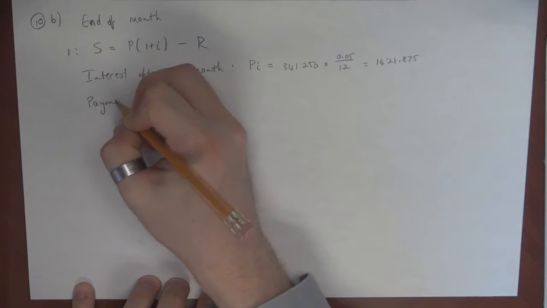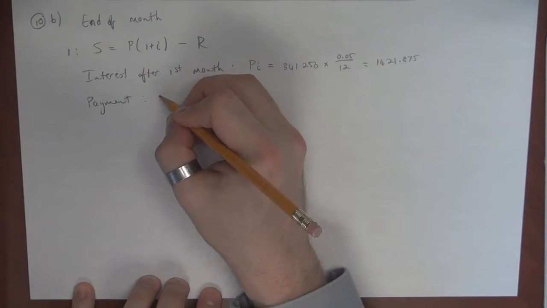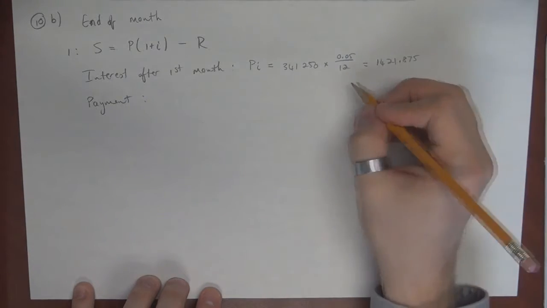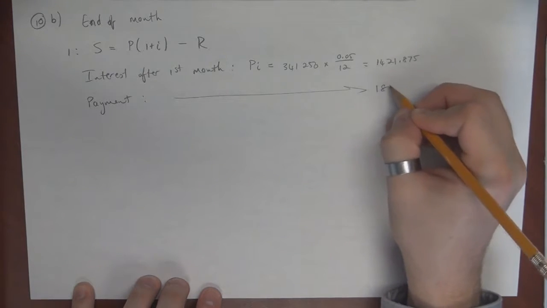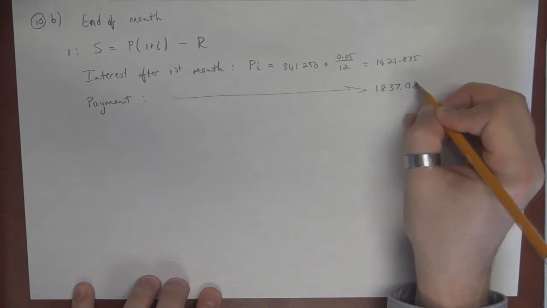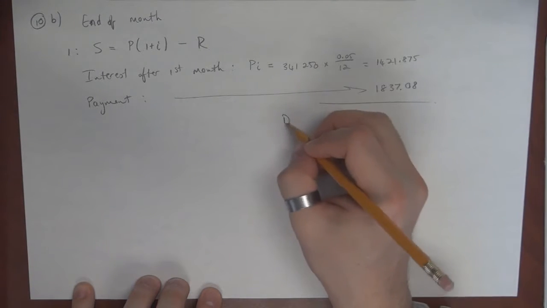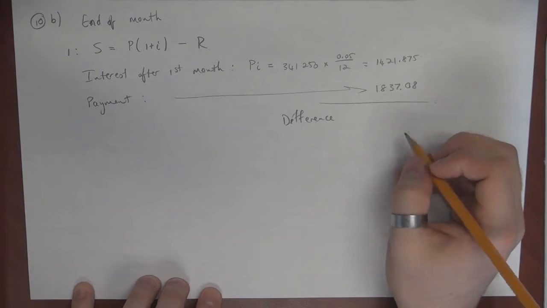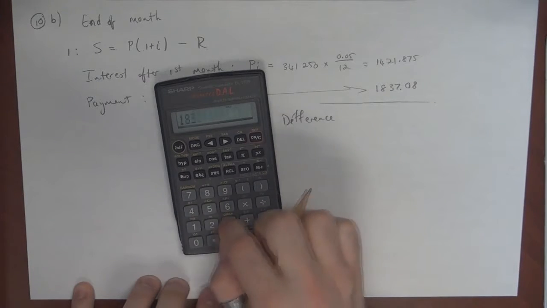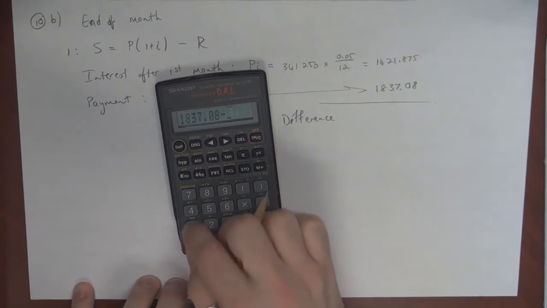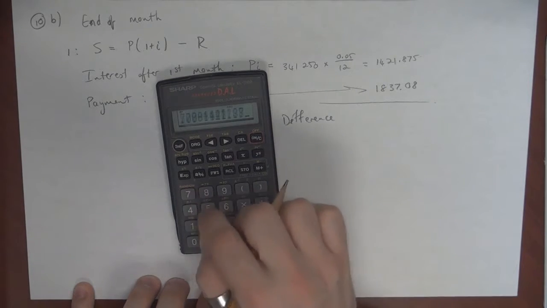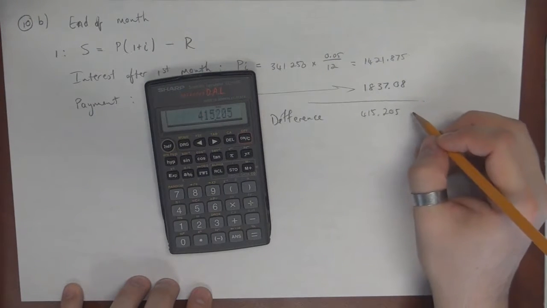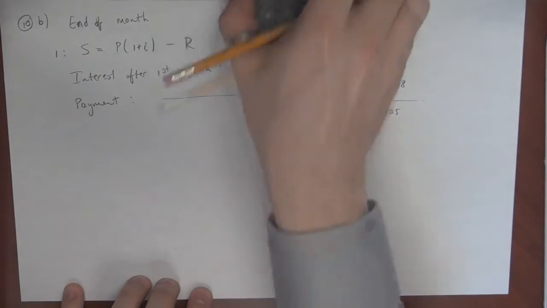My payment, I determined, is 1837.08. So the difference, just for the sake of interest, is 1837.08 minus 1421.875, 415.205. That is what the loan gets decreased by.